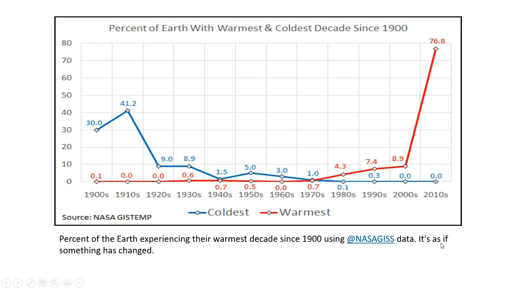Brian has a very dry sense of humor. It's as if something has changed. Yeah. Burning fossil fuel. Blue is coldest, red is warmest. Now, if you want a hockey stick graph, there you have it.